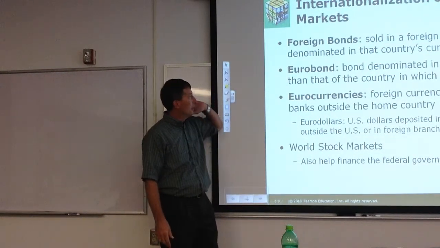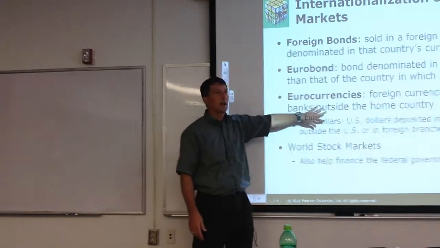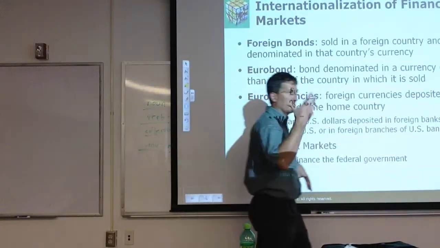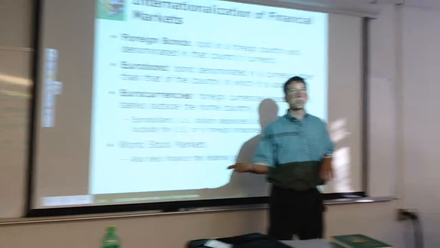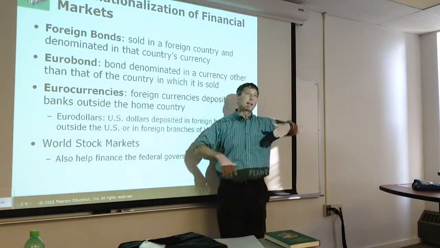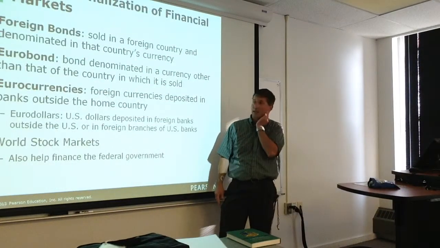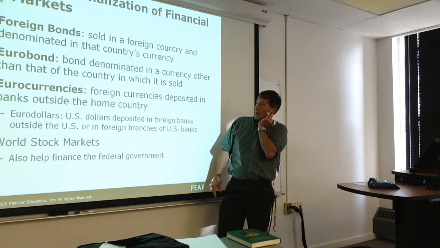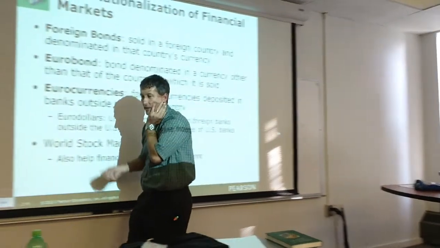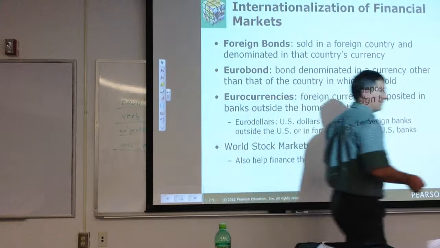Not a big deal. Eurocurrencies are foreign currencies deposited in banks outside the home country. So banks can hold on to dollars outside the U.S. Again, the term euro here is just about money that's outside the U.S. So China holds a bunch of American currency. All right, so again, not to be confused with euros, the currency of the European Union. All right, questions or comments there?